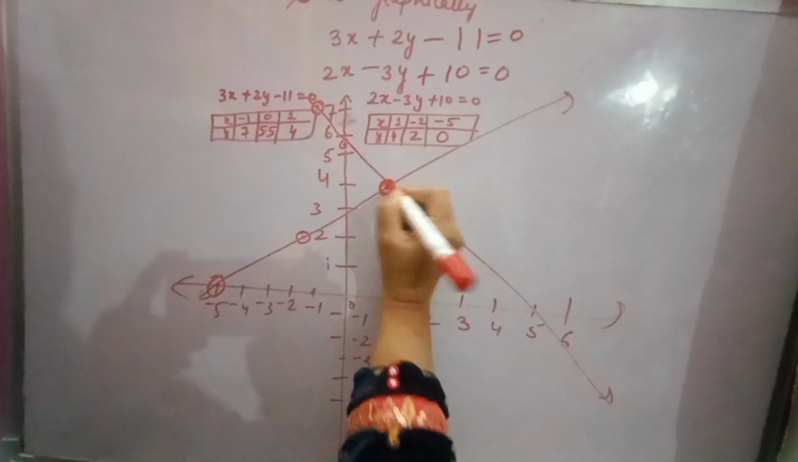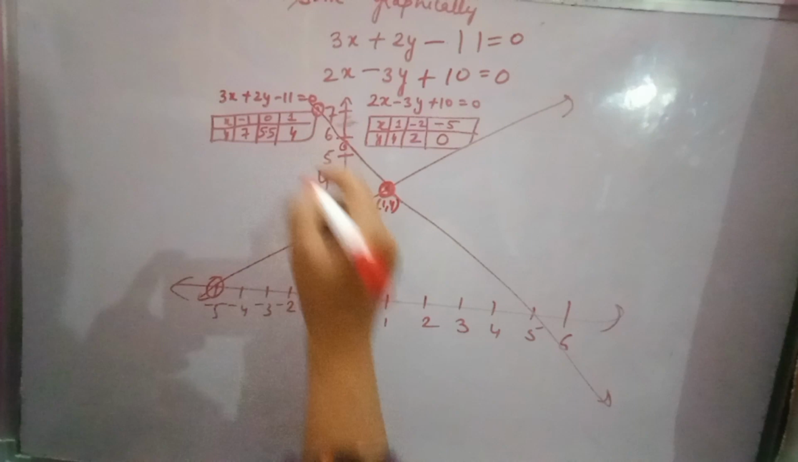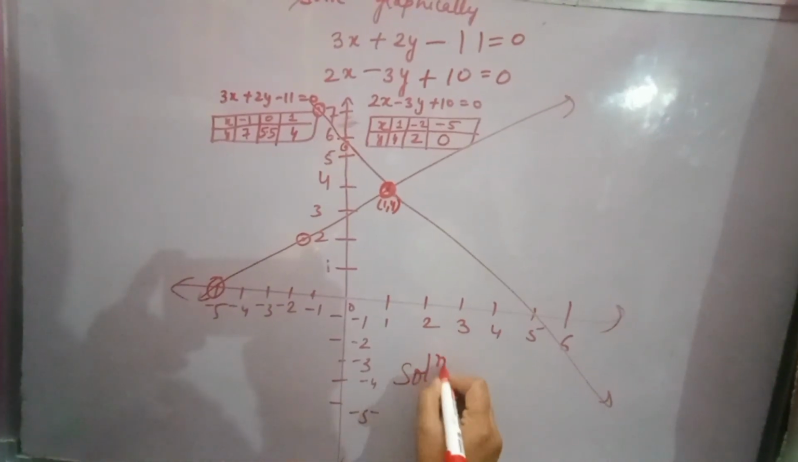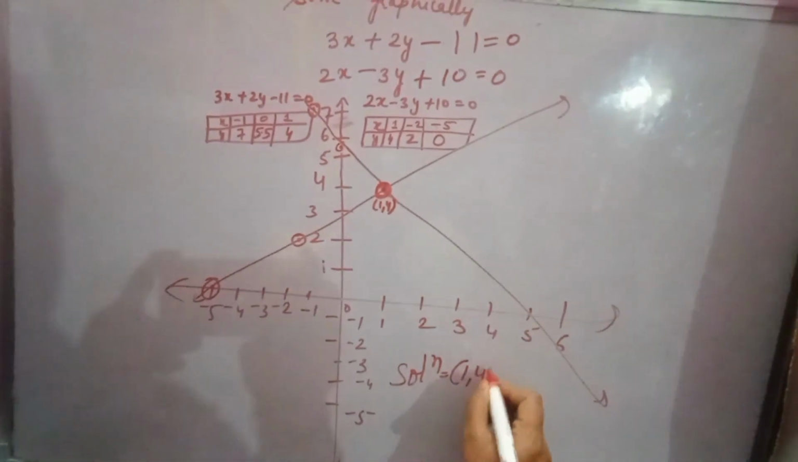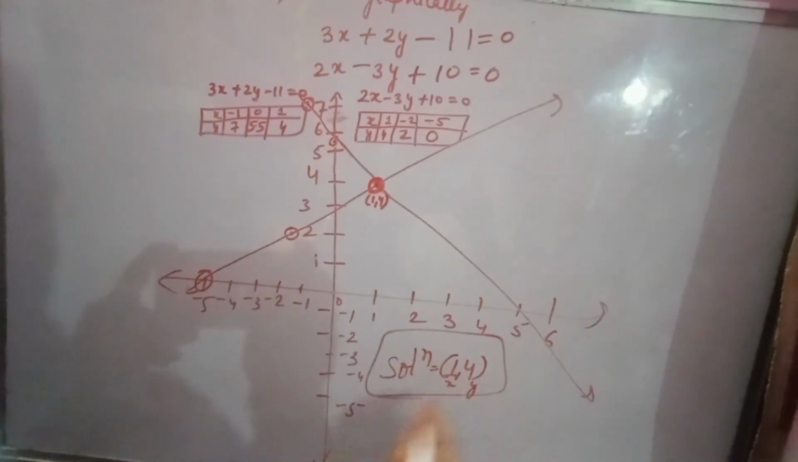So where are they meeting? They are meeting at 1, 4. 1, 4 is in both, isn't it. So solution of this is 1, 4. This is the answer. X is equal to 1 and y is equal to 4 is its answer.